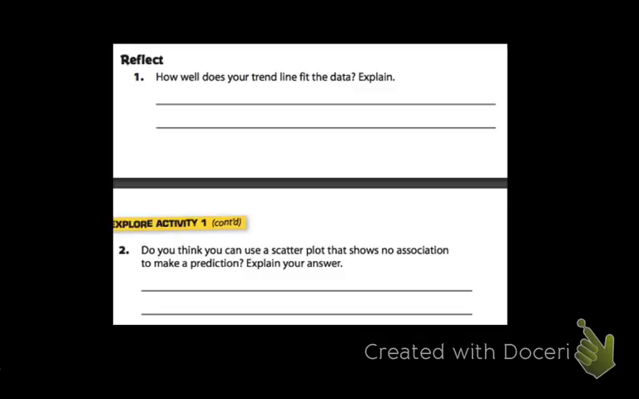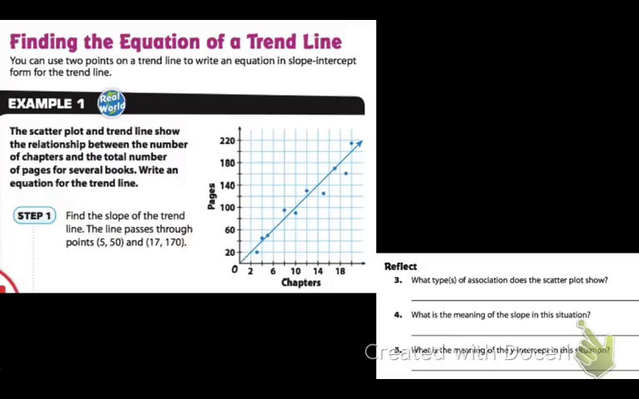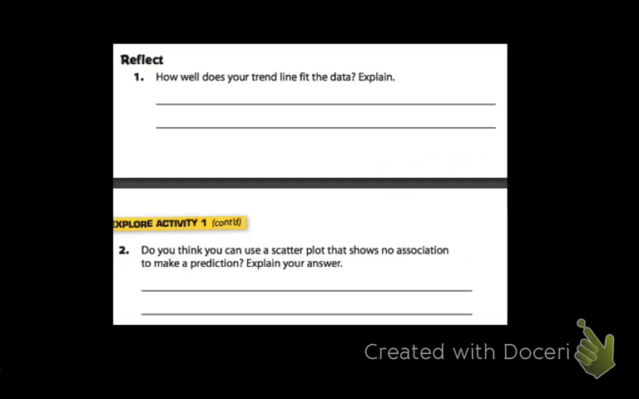And then in number 2, do you think you can use a scatter plot that shows no association to make a prediction? For question number 2, a scatter plot where the points are just random dots, can you use that to make a prediction? And the answer would be no. You have to have some kind of association to be able to follow the pattern.